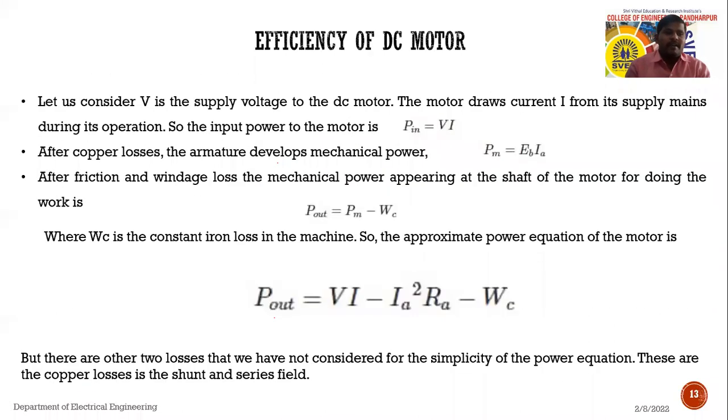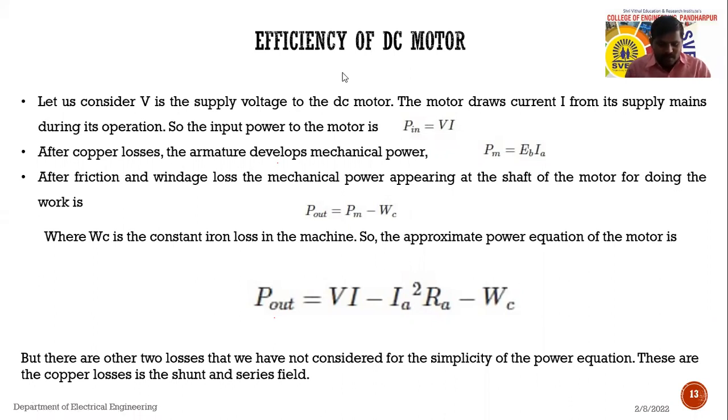Okay, see, can anyone tell me the formula for efficiency? What is the definition of efficiency? We have already discussed in case of DC generator the definition of efficiency. Ratio of output to the input, ratio of output power to the input power. It is nothing but the efficiency. Output power आणि input power चा जो काही ratio आहे, so this ratio, we can call it the efficiency of the machine.